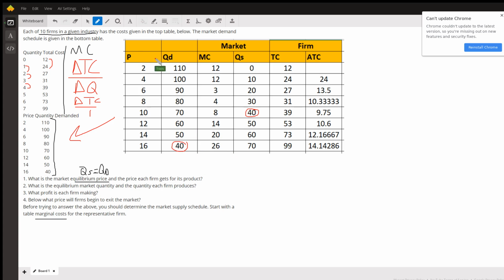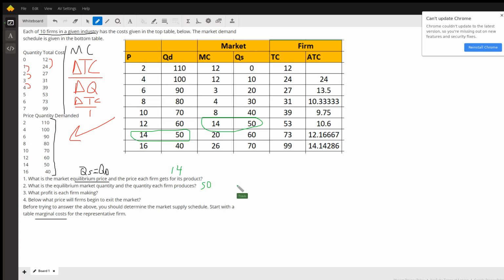And you can probably see it, but you can test out different quantities and see where they're at. So where they're equal, circled in green, is right here. So 50 and 50. Okay, so that's the quantity where the price is equal. So the answer here is a price of 14. So each firm gets to sell at 14. The market quantity is going to be 50.